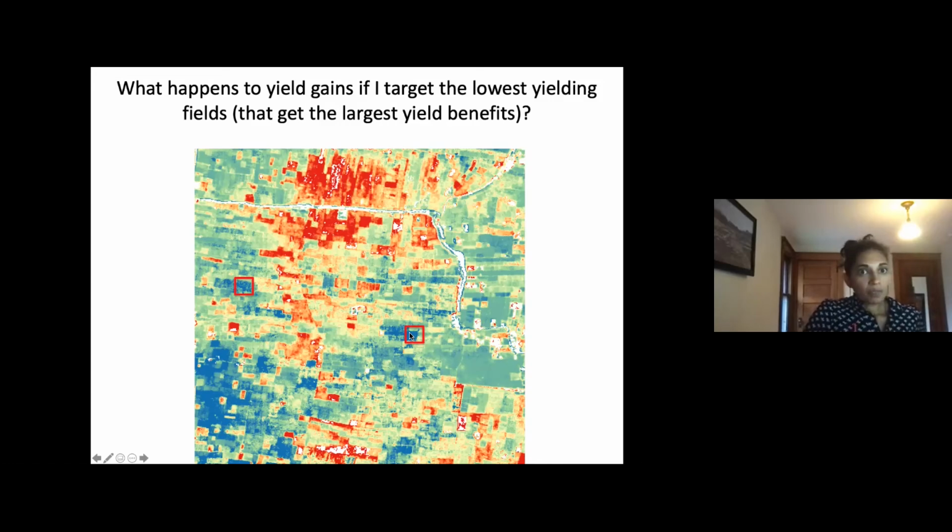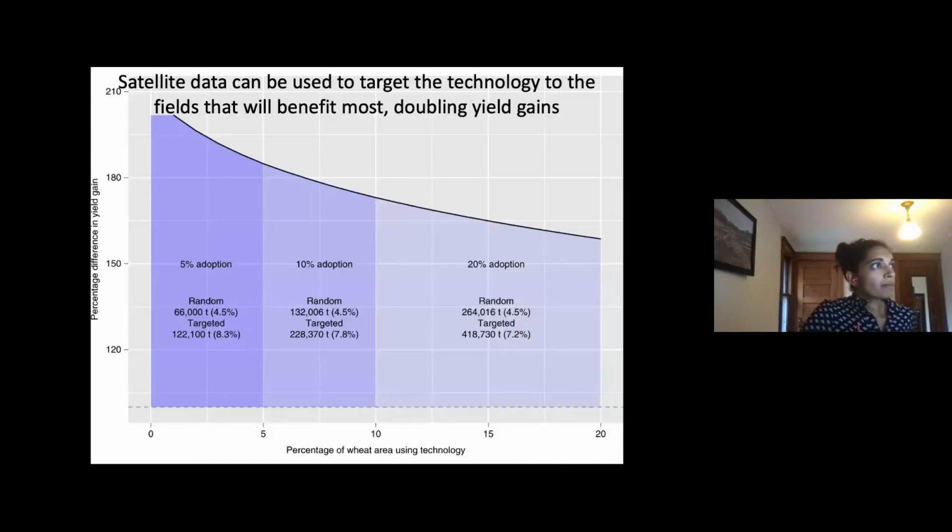So we did a simulation to see whether yields could be further improved if we did this targeting. And what we found was that if we use satellite data to target the lowest yielding fields, we can actually double the impact of the intervention. Here's just a graph of that simulation.